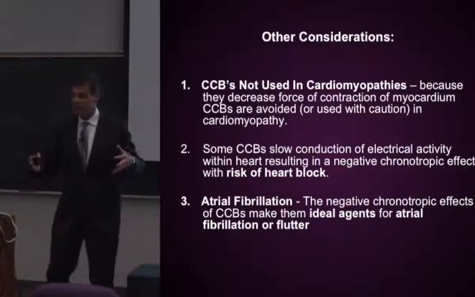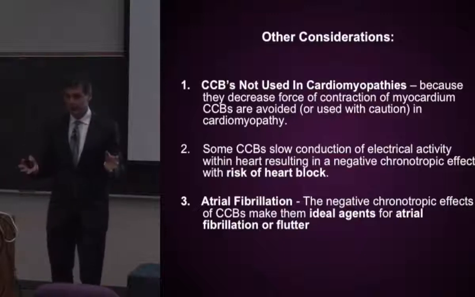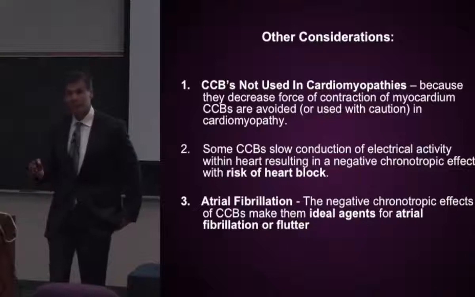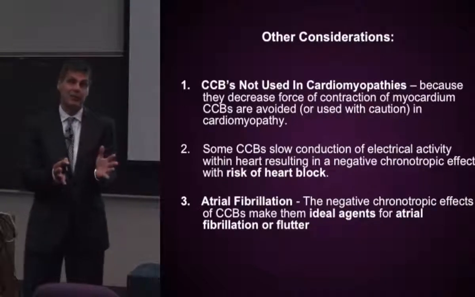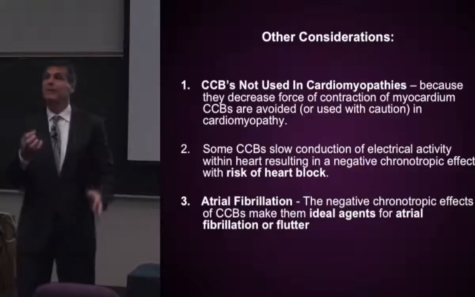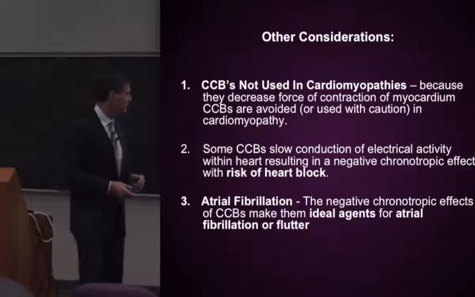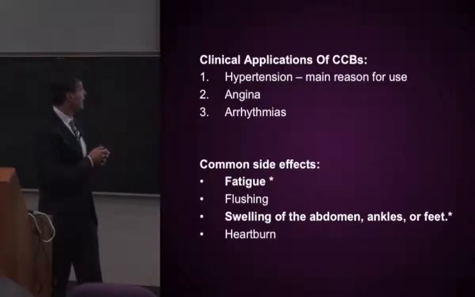Whereas if someone has atrial fibrillation, the negative chronotropic effect of calcium channel blockers makes them ideal agents for atrial flutter and atrial fibrillation. So in addition to their use as antihypertensive drugs, if the person happens to have atrial flutter or fibrillation, calcium channel blockers are often used for that purpose, to decrease the electrical excitability of the heart cells from that standpoint. So they're not just antihypertensives. They're used for hypertension, angina, and arrhythmias for obvious reasons.